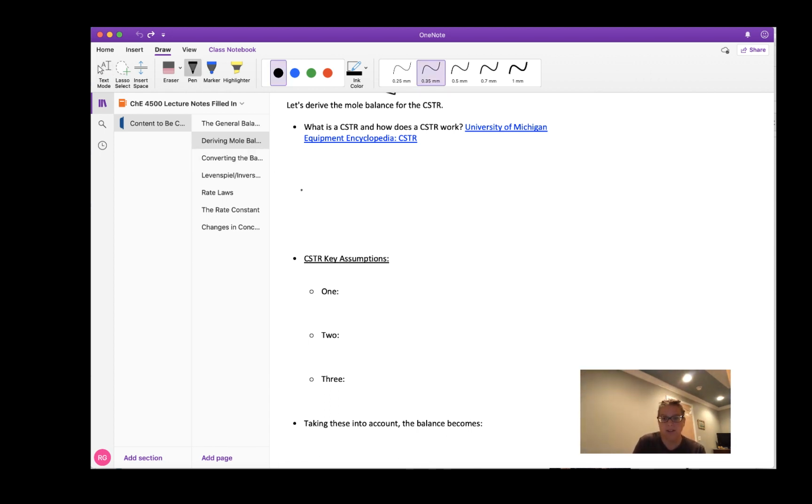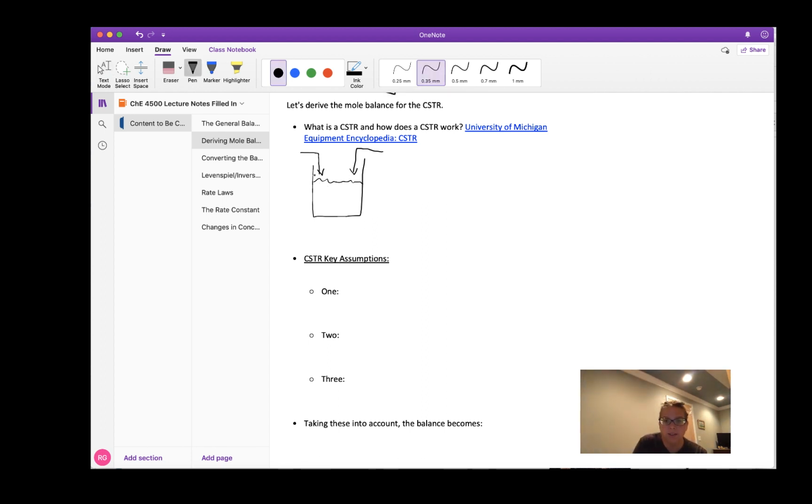So the CSTR is a continuous reactor. So we have some sort of a tank reactor. And in this case, it was liquid. That doesn't look too much like a liquid, so let me redo that. There. And so in this case, we had two inlet flows. So two streams being fed into the liquid.